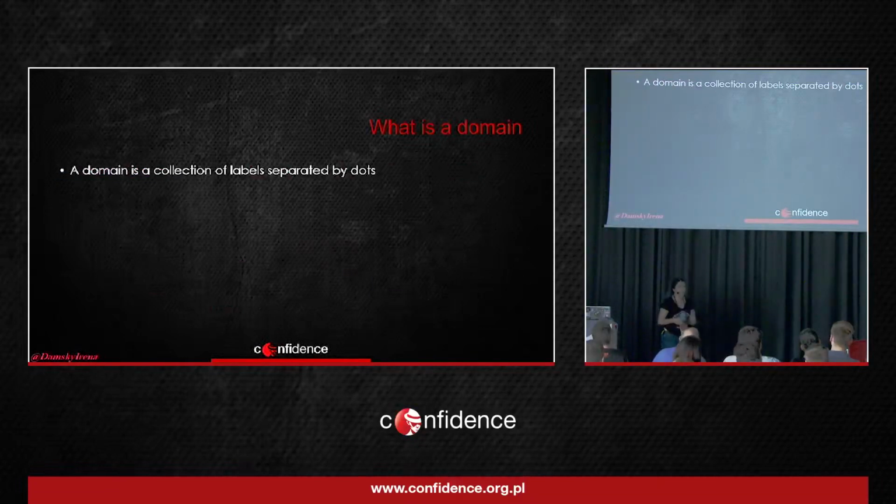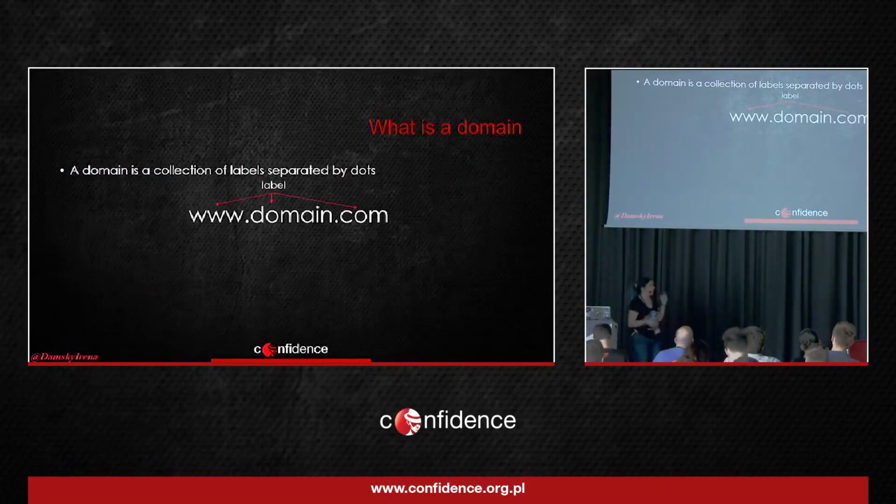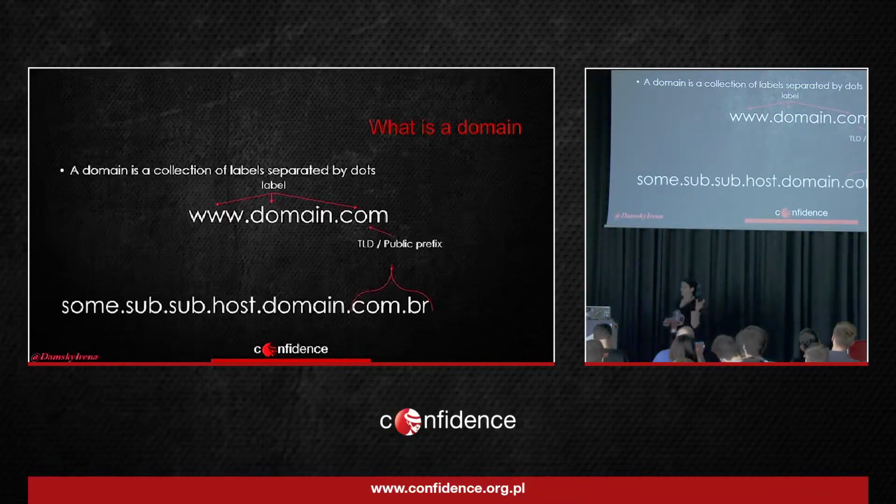So basically, a domain is a collection of labels separated by dots. If you look at www.domain.com, www, domain, and com, each of those is a label. The last part would be the TLD, .com, or you can sometimes even see stuff like .com.br, so it's a public suffix that, although it is a secondary level domain, behaves like a TLD. There is a full list of those, it's accessible, and I have a link later on in the slides.